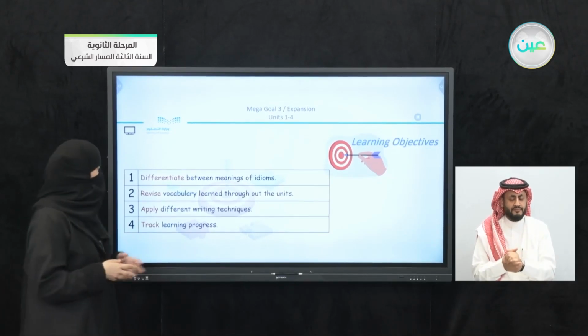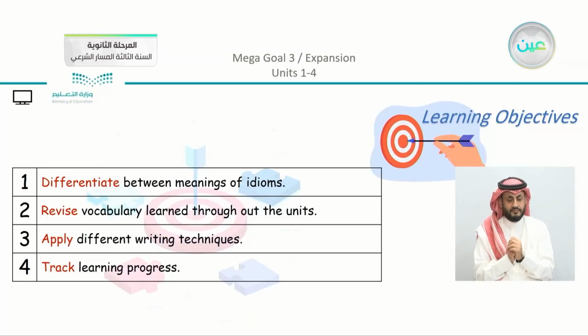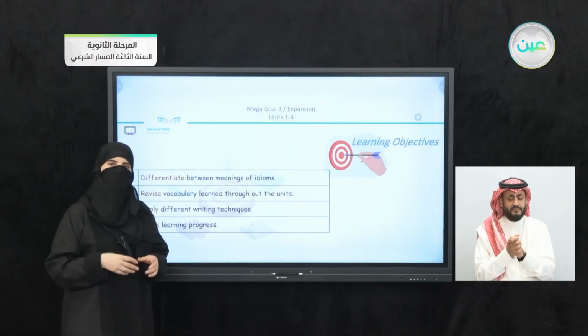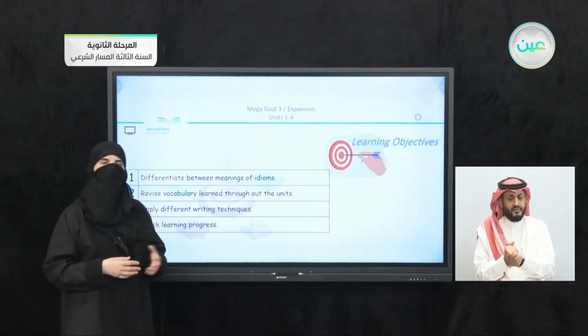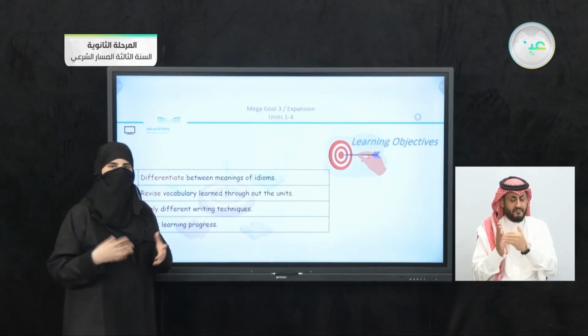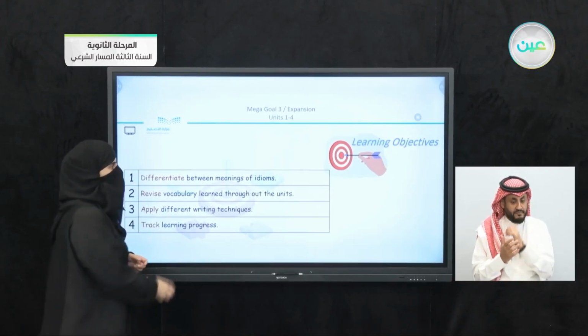We have number 2, revise vocabulary learned throughout the units. We have also number 3, apply different writing techniques. And we have number 4, track learning progress. So we did revise basically some grammar points, and then we also applied reading strategies. So this time we are going to see what we have new. Now we're going to move on.